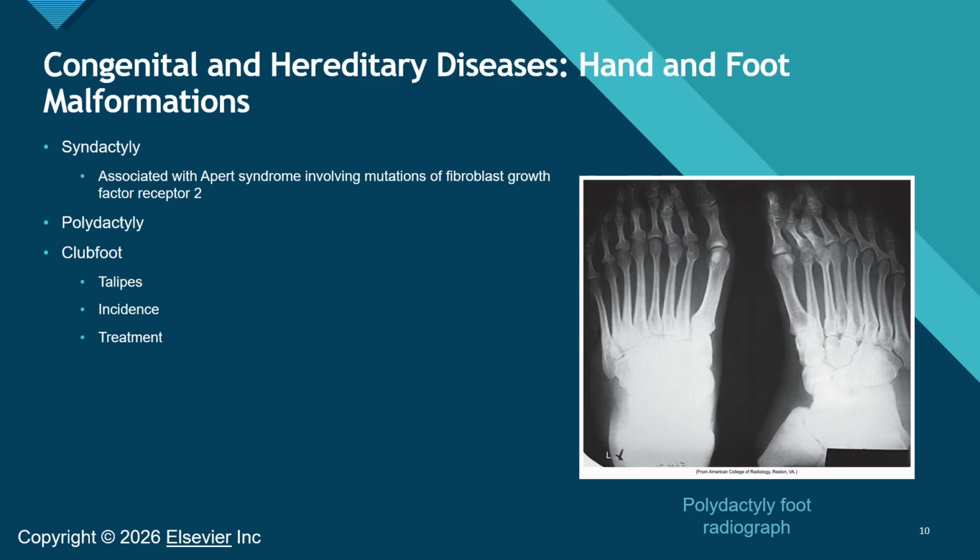It is mostly associated with Apert syndrome, which involves mutations of fibroblast growth factor receptor 2. Polydactyly refers to the presence of extra digits. Treatment of this would be surgical removal of those digits and then therapy.